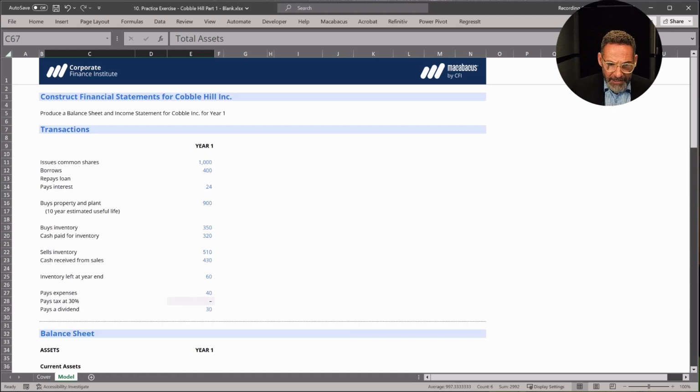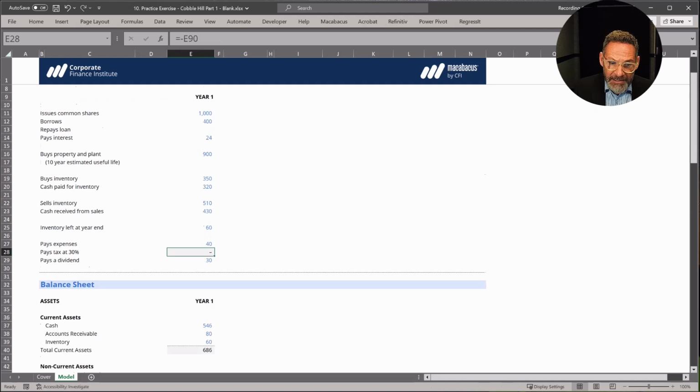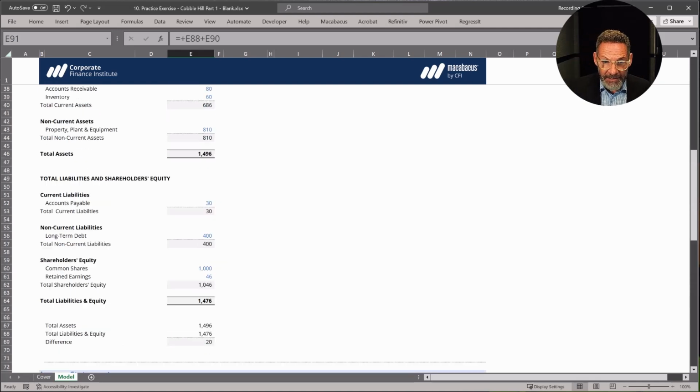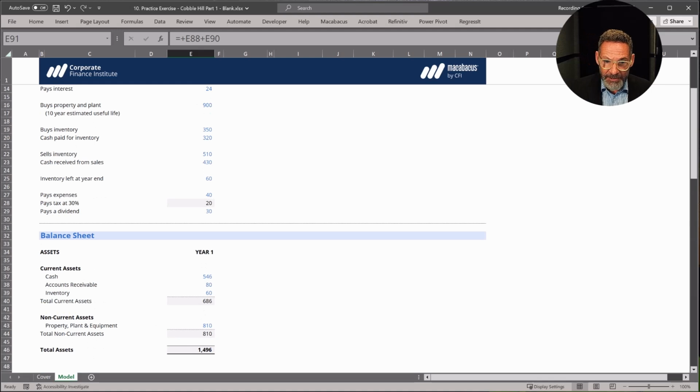Now, we're paying tax at 30%. So what I've done here is I've linked it to E90. It's because what we're going to do is we're going to just use a formula here. We're going to go equals minus, because we want it as an expense or a negative sign, profit before tax or earnings before tax times 0.3, which is 30%. That's 20. You can see there's the 20 there.